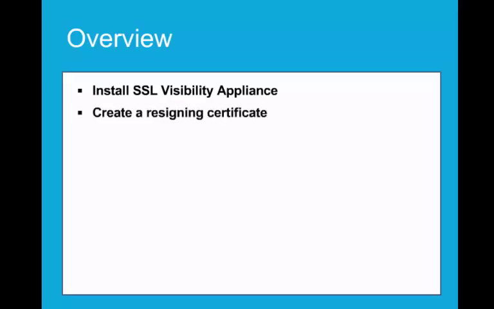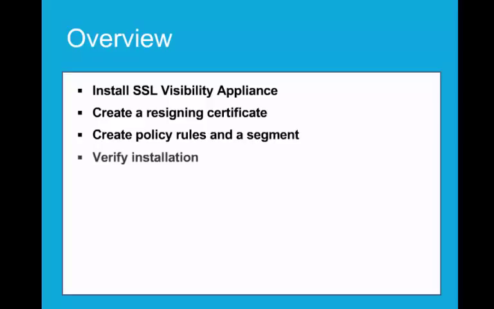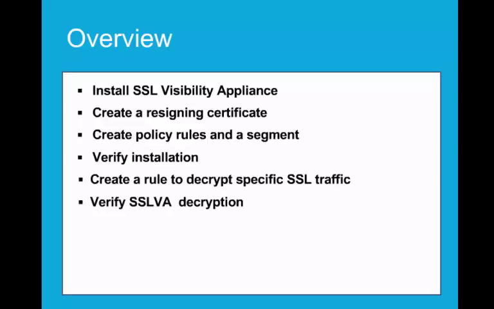We will perform the following activities to complete the configuration. First, we will install the SSLV appliance in the network. Then, create a resign certificate, create a basic rule set, and create a segment for the passive security device. At this point, we will run a test to verify that no traffic is being blocked by the SSL visibility appliance. Create a rule to decrypt specific SSL traffic, and then test this rule verifying traffic is decrypted.